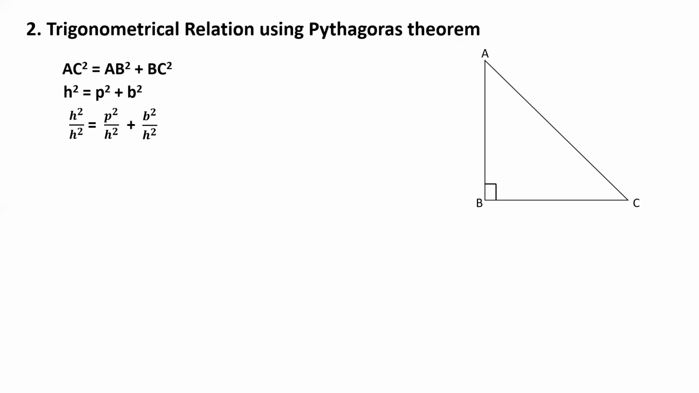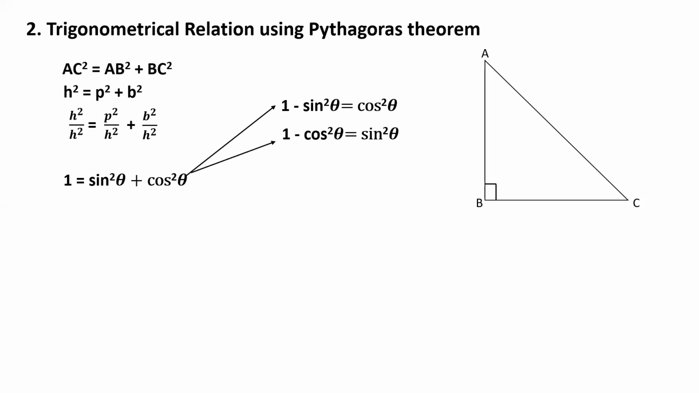Okay, now here h square and h square will cancel and that will become 1. And what is p by h? That is sine theta. What is b by h? That is cos theta, and both are squared. So remember, sine square theta plus cos square theta gives you 1. From here we can say, if I transpose sine square theta to the left side, that is 1 minus sine square theta, then I'll get cos square theta. So remember, 1 minus sine square theta is equal to cos square theta. And again, 1 minus cos square theta equals sine square theta.